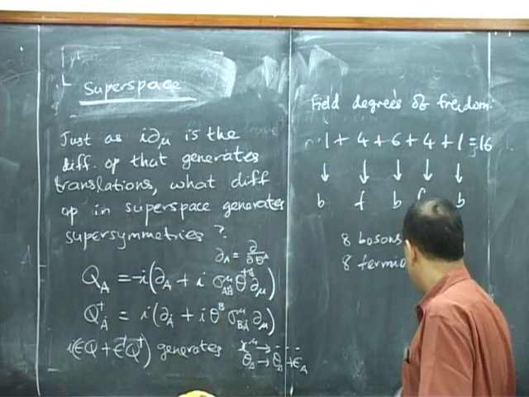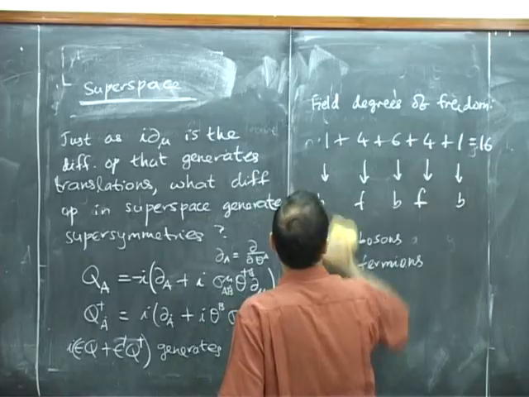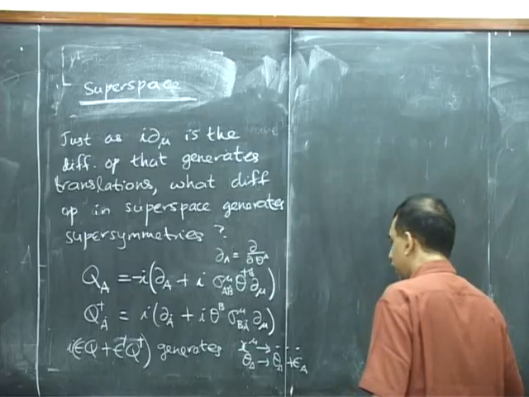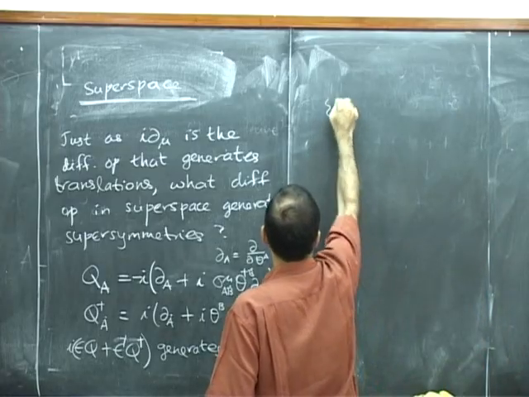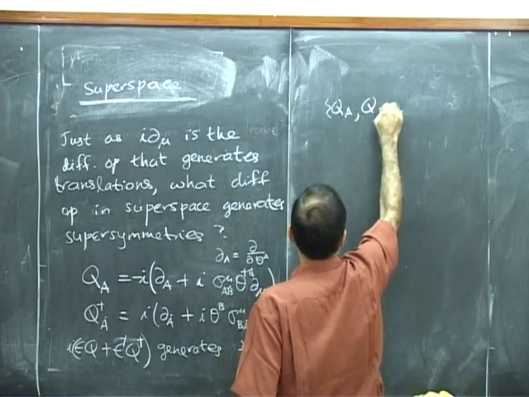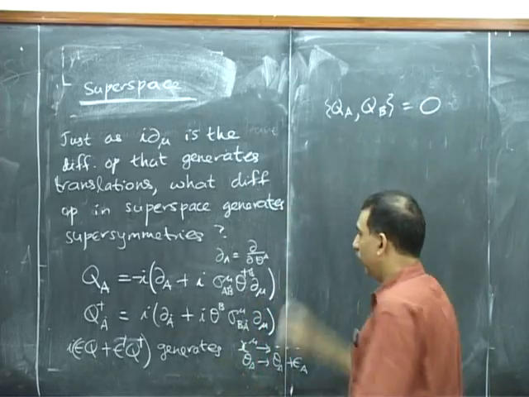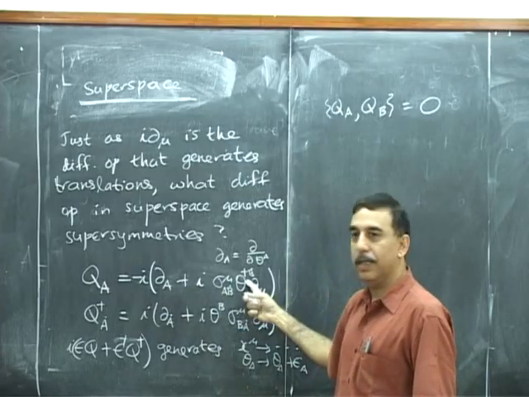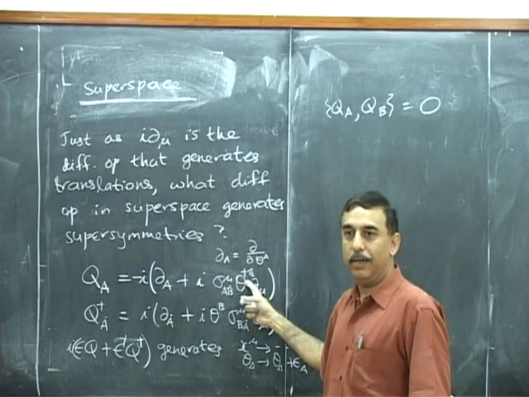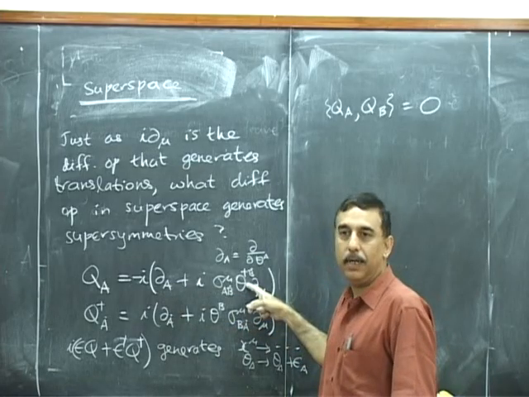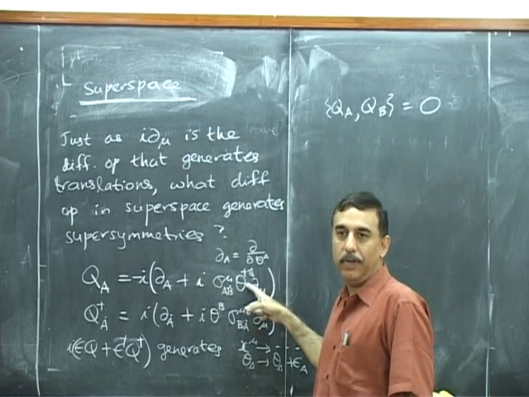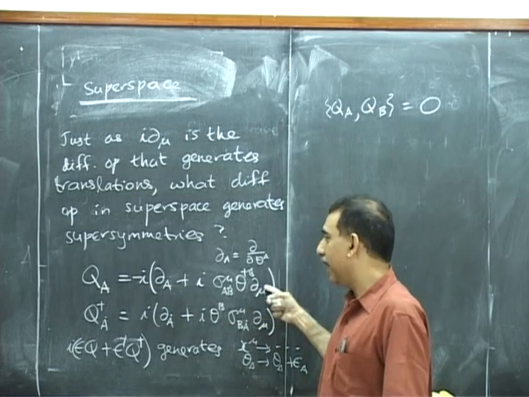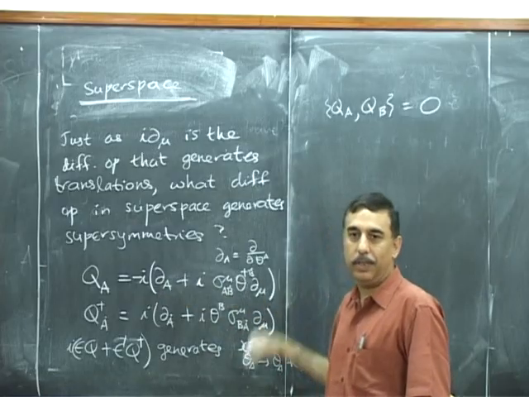Now that we have the generators, we can make a precise statement about what their algebra is, and we find that Q, when anti-commuted with another Q, is 0. That's because this has a del in theta, but this contains a theta dagger. So when I anti-commute them, this del is not going to see this theta dagger, because it doesn't differentiate theta dagger, it differentiates only theta.